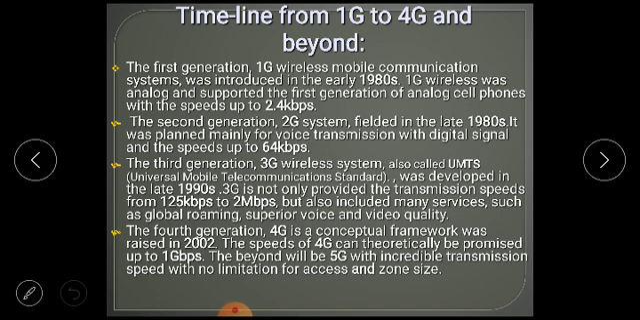And it included many services from the second generation. It also added some additional services like global roaming, superior voice and video clarity, or video quality, right? So it has some improvements compared to the second generation, right? So the 3G wireless system was developed in the late 1990s, right?